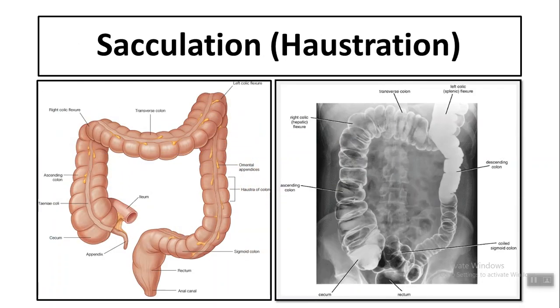So the sacculation that is apparent here is caused by the tinea coli, which are the longitudinal bands, being shorter than the original length of the large intestine. So these bands of tinea coli will be shorter than the original length of the large intestine. It is as if they pull the intestine and create this shape that we call sacculation or the haustration, which will also appear in the contrast radiography in this form, by the presence of these transversely oriented processes or projections.